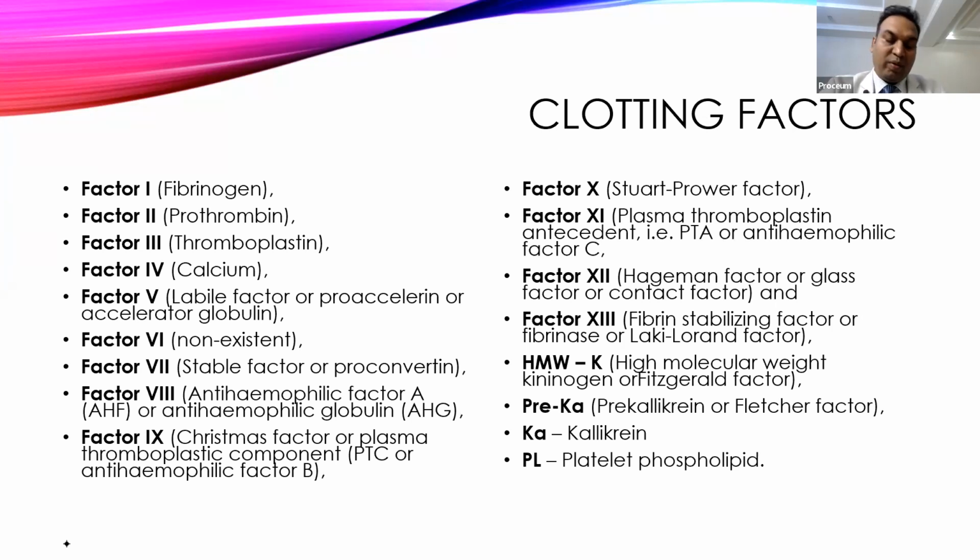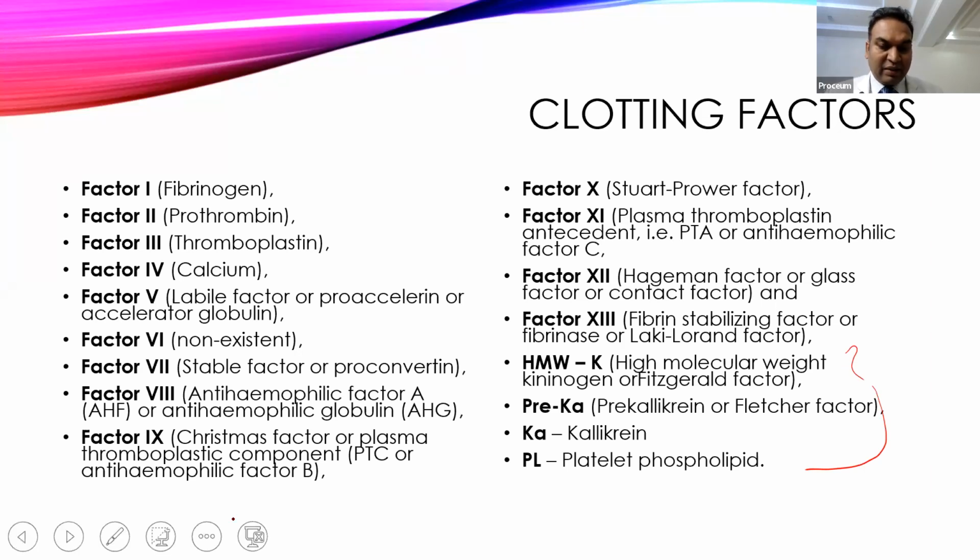Factor 8 is anti-hemophilic factor. Factor 9 is Christmas factor. Factor 10 is Stuart-Prower factor. Factor 11 is plasma thromboplastin. Factor 12 is Hageman factor. Factor 13 is fibrin stabilizing factor. And these are the other factors which take part in platelet activation or coagulation: high molecular weight kininogen, pre-kallikrein, kallikrein, and platelet phospholipids.